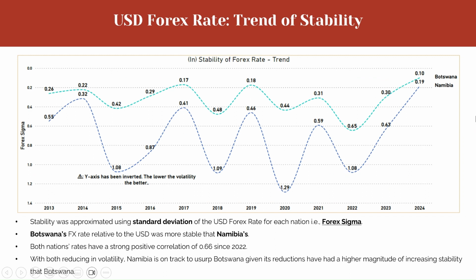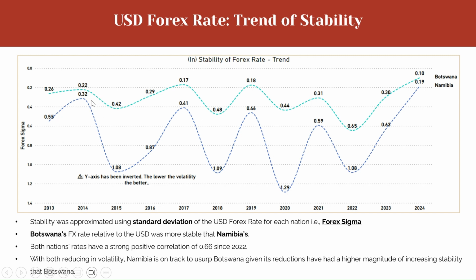And then finally, under the USD forex rate, we consider the trend of stability. So here, what we use to check the stability is what I've called the forex sigma, which is just the forex standard deviation here. And so computing that across the analysis period 2013 through to end of Q1 2024, you can see that stability for Botswana was more than that of Namibia. And you can see that the line is far above it. So it's been the case across board.